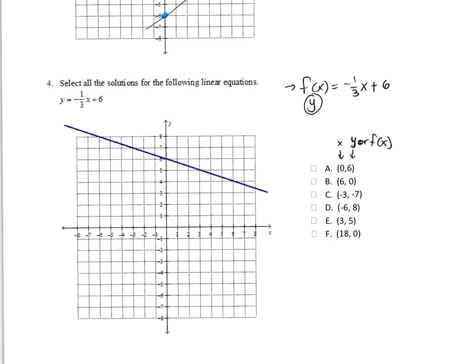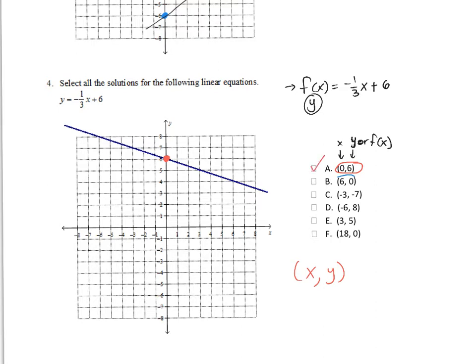So in our graph, if we start plotting, I'm going to plot them in different colors so that you can see. My x-coordinate is the first coordinate. The y-coordinate is the second one. So if (0, 6), x is 0, y is 6, is it a solution to the function? Well, yes, it's a solution because it's on the line. So we'd say, yes, A is a solution.